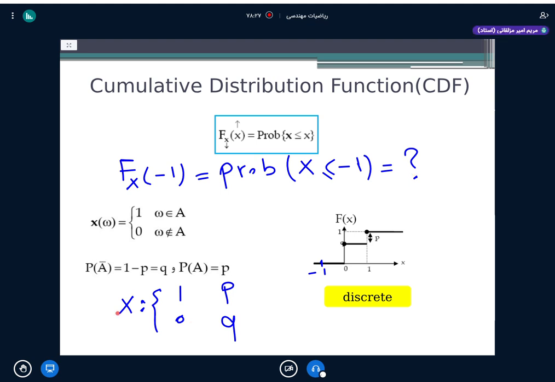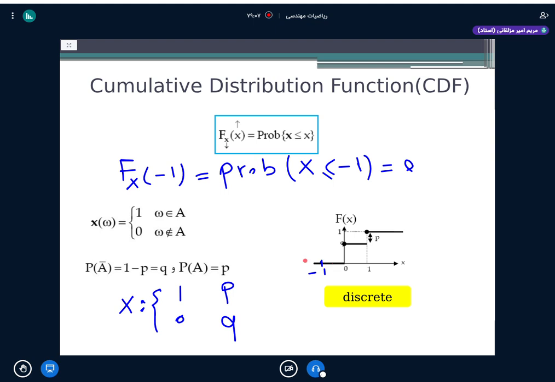Q is the probability that our random variable takes the value 0. But now here, we want the probability that our random variable is less than -1. It's 0. Why? Because our random variable never takes values less than -1, since it takes the values 0 and 1, and these values are not less than -1.